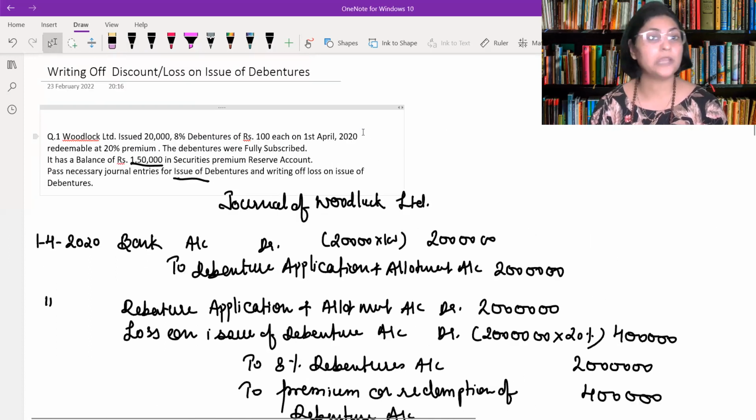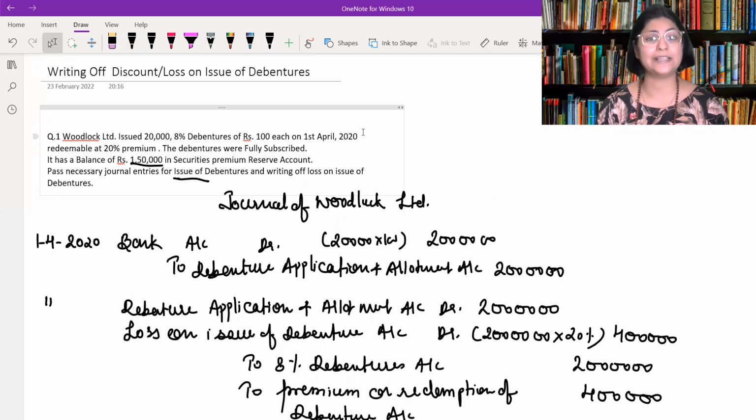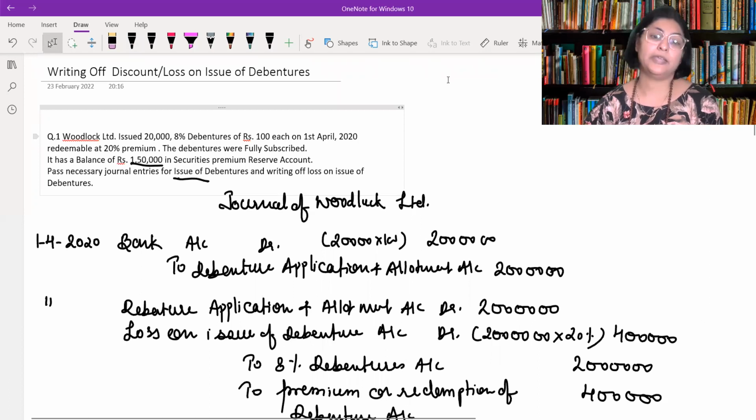This kind of question can be asked to you for 2 marks, because in this just a few entries need to be passed and you need to know the concept very well. As such, the difficulty level of this question is very, very low. Let us move ahead to the next question.